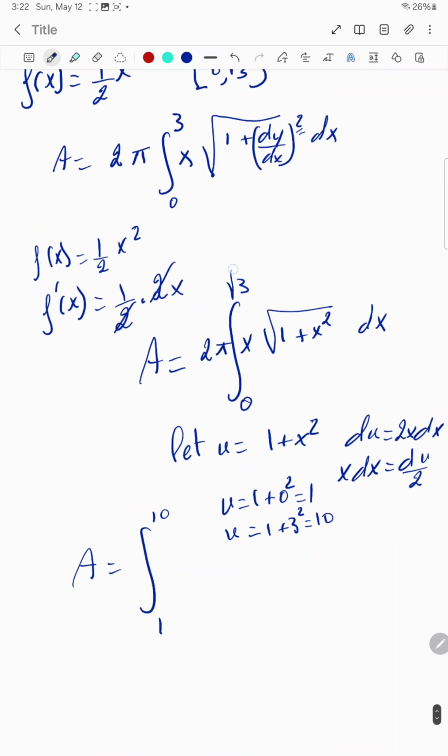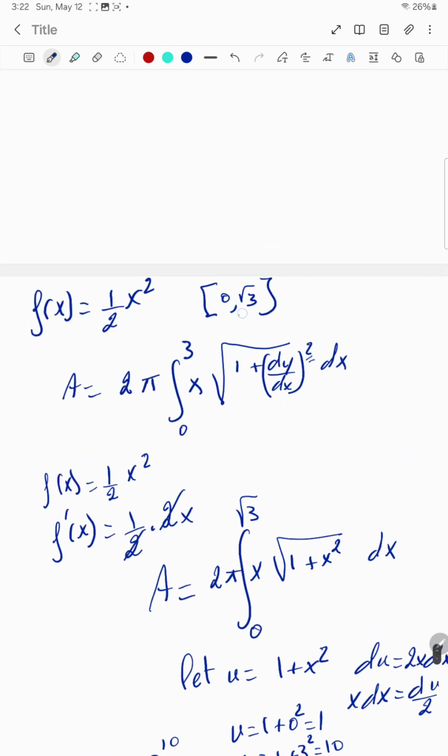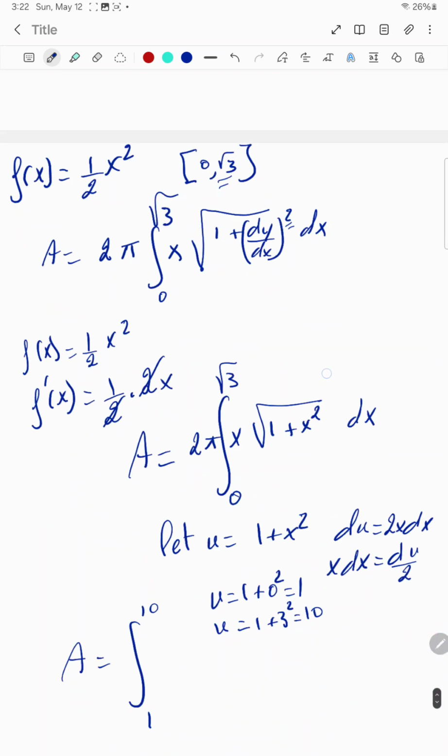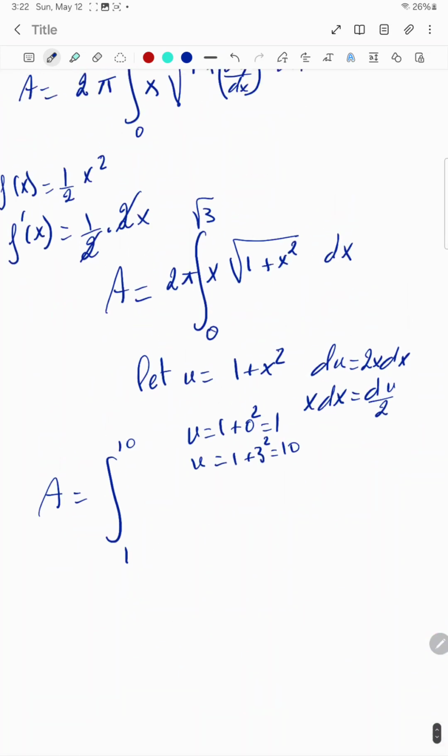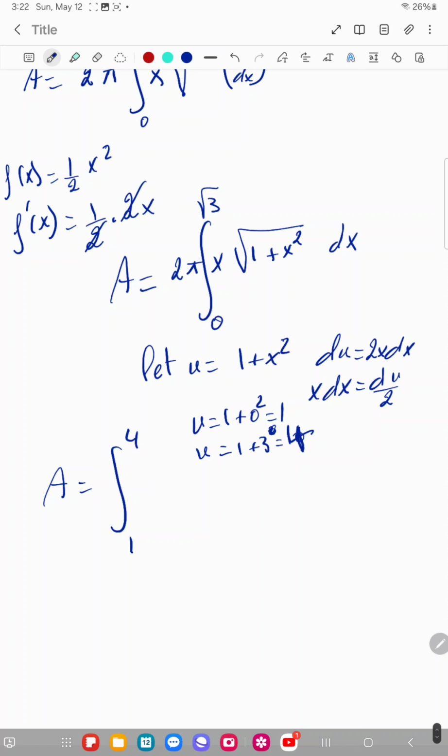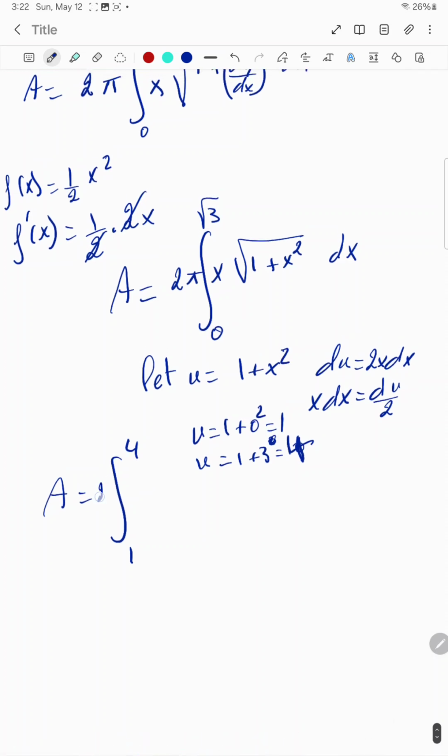Actually, it was square root of 3. We said square root of 3. So yeah, the 0 becomes the same, and square root of 3 squared is 3. 1 plus 3 is 4. So here it becomes 4. And I will keep the 2 pi outside.